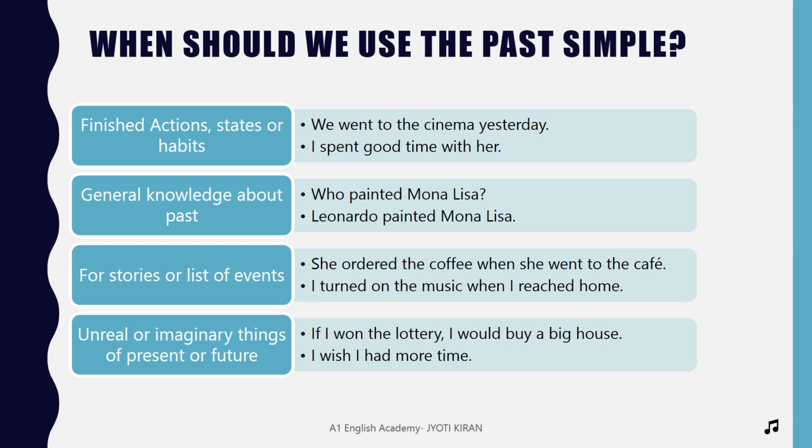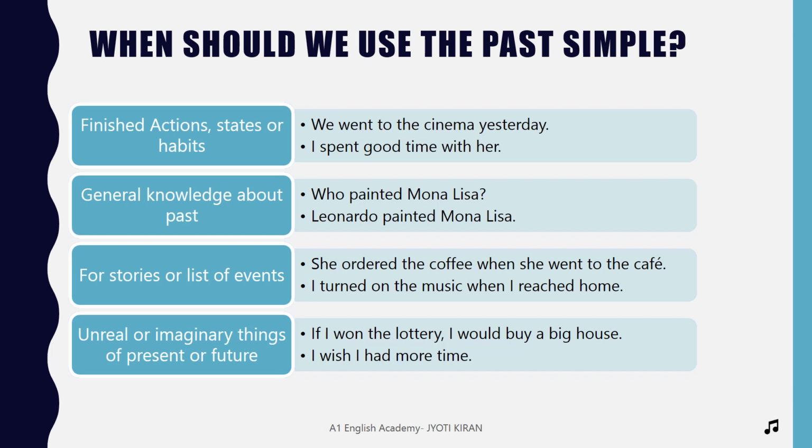Next is for stories or list of events. See the example. She ordered the coffee when she went to the cafe. Next is I turned on the music when I reached home. Study the example carefully. We have used the second form of verb twice. Read the sentence once again.